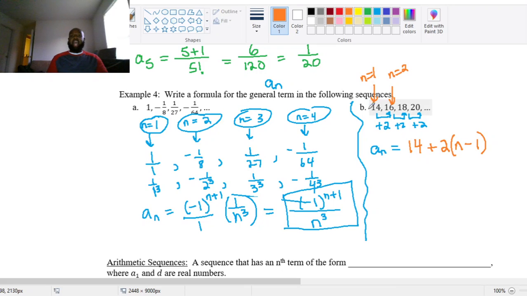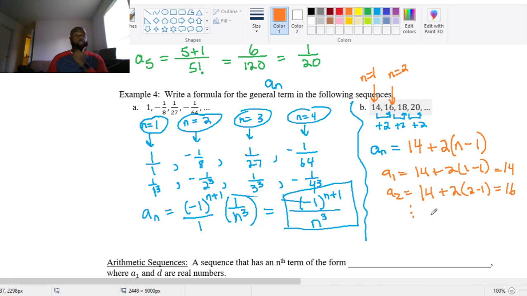When I plug in 1, I need to get 14. I'm not plugging in 0, I'm plugging in 1. And so in order for me to plug in 1 and not add 2, I need an n minus 1 here, so that'll be 1 minus 1, which is 0. So when I do my a sub 1, I get 14 plus 2 times 1 minus 1. That's 0, and so I get the 14 there. When I do a sub 2, now I want to add 2 to that 14 in order to get to the 16. So that's going to be 14 plus 2, my n is 2, and now you see that I have 2 minus 1. So I'm adding just 2 to that, which will give me that 16. And it'll work for that moving forward, okay?